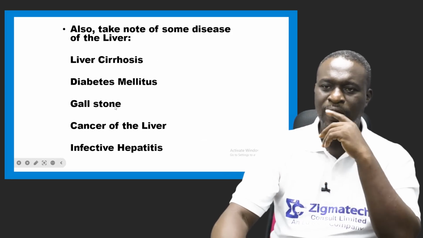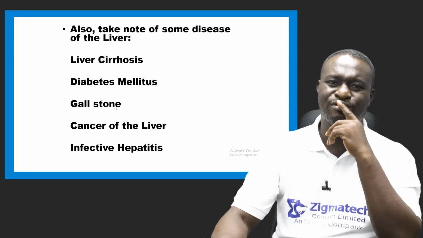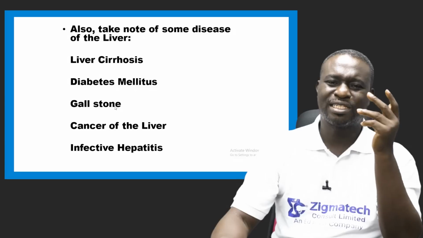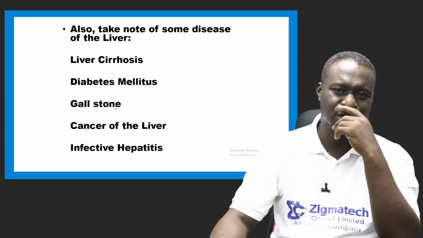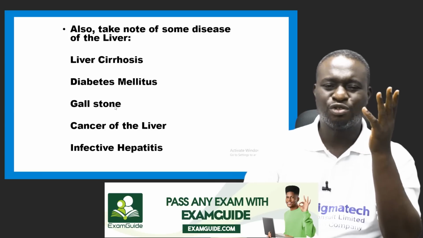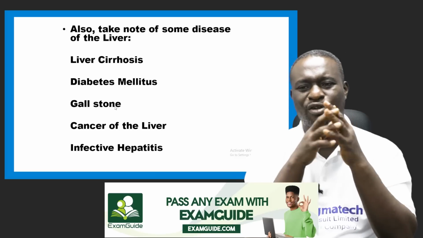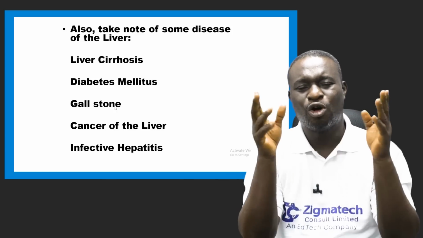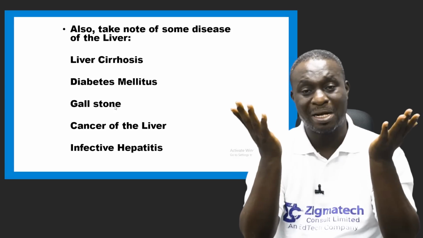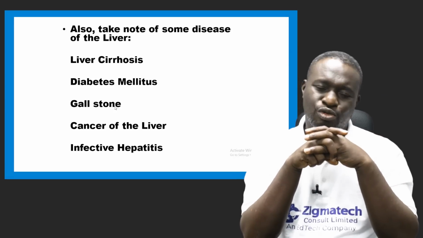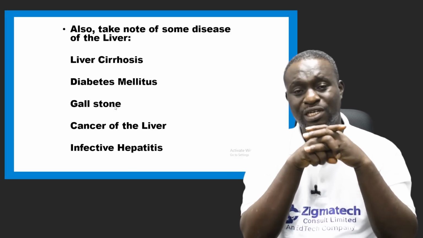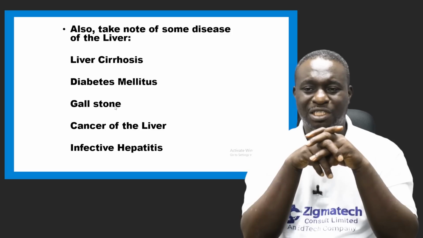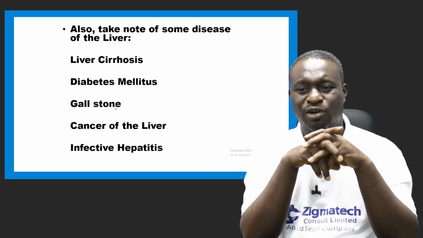Another important thing I believe you should look at is some of the diseases of the liver. We have several diseases of the liver. We have liver cirrhosis, diabetes mellitus, gallstone, cancer of the liver, infective hepatitis, and so on. These are some of the diseases of the liver. You might be asked to mention 2 or 3 diseases that are associated with the liver. So take note of them: liver cirrhosis, diabetes mellitus, gallstone, and cancer of the liver.